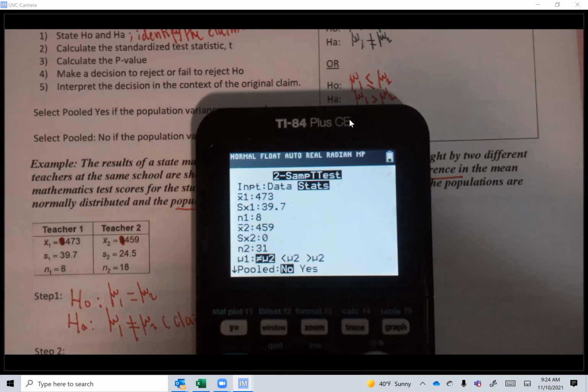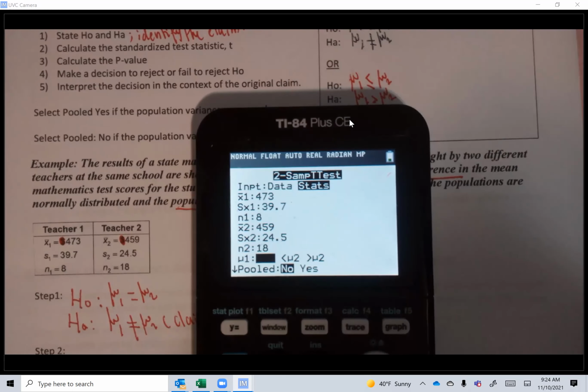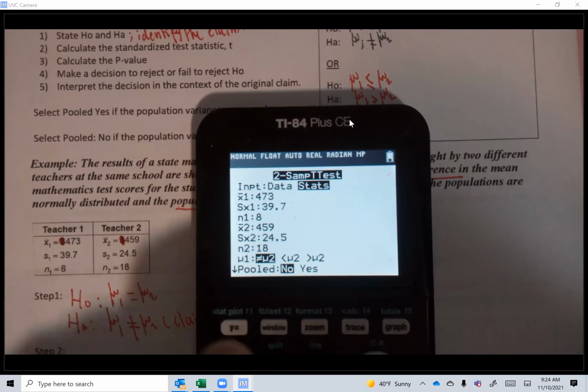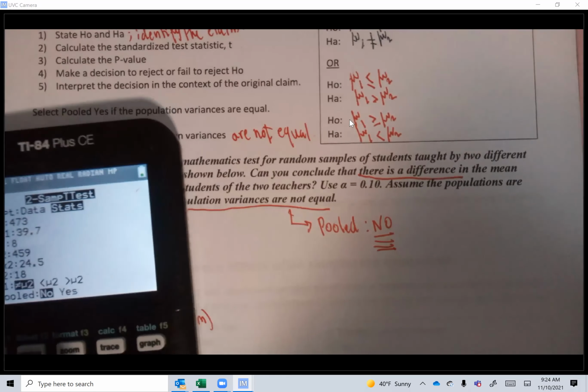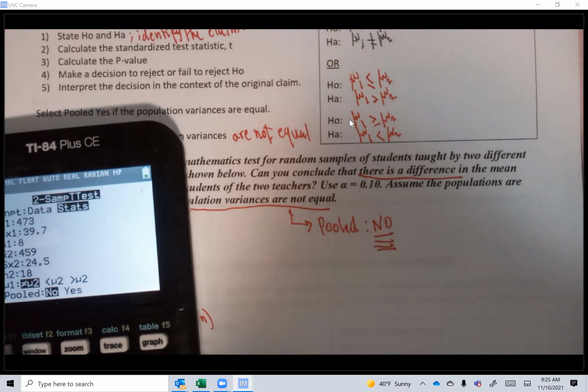Don't be shy of asking questions, guys, because I wouldn't know what's going on the other side if you don't tell me, guys. I assume everything is good unless you tell me otherwise. N2 is 18. And now, guys, we need to choose the alternative sign. The alternative sign is not equal to. Watch. And look for pooled. We decided because it says population variances are not equal, pooled is no.